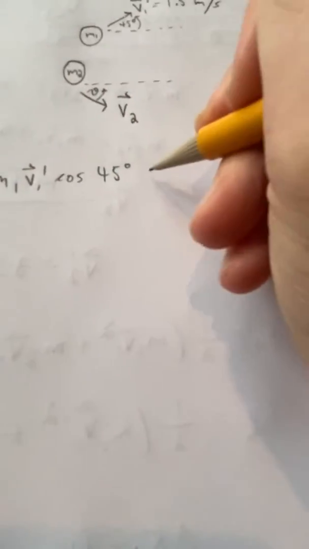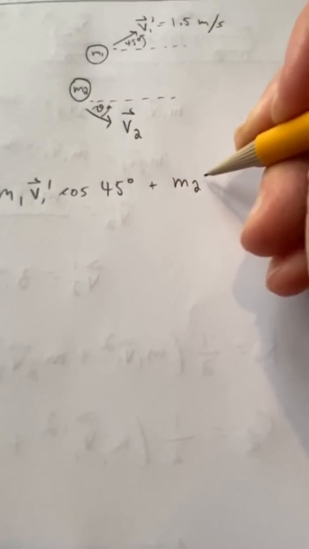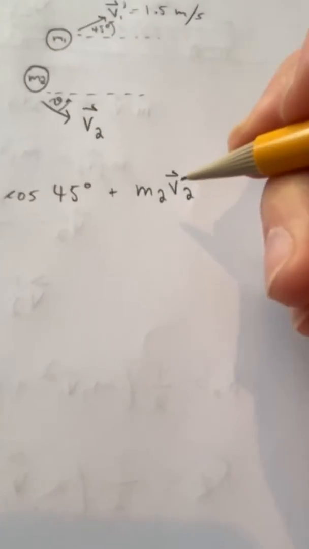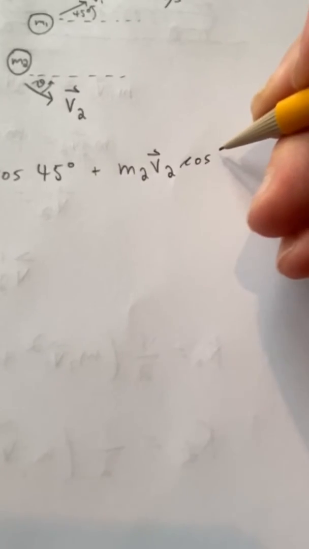Plus the x momentum of this second object. So that's going to be m2 times v2. We don't really need a prime mark for v2 because initially m2 is just at rest over here. So we'll do m2 v2, and again, this is going to be times the cosine of whatever angle it is. We don't know what it is, so we're just going to call it theta for now.